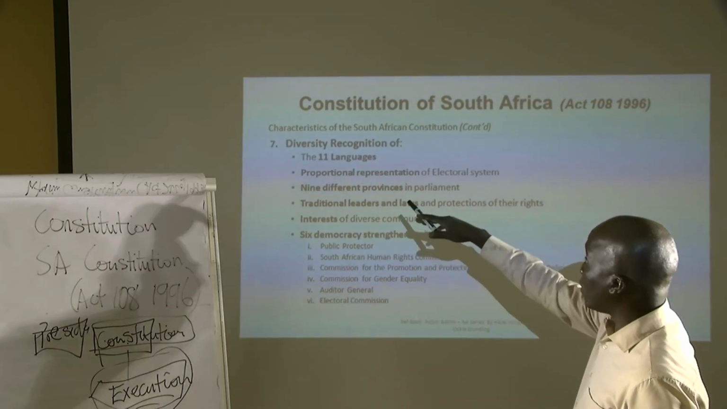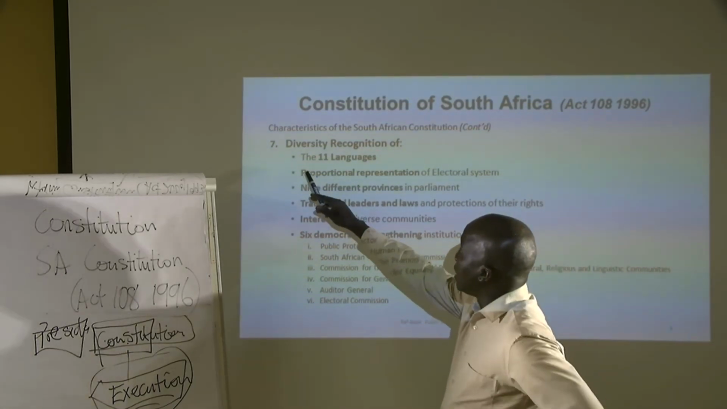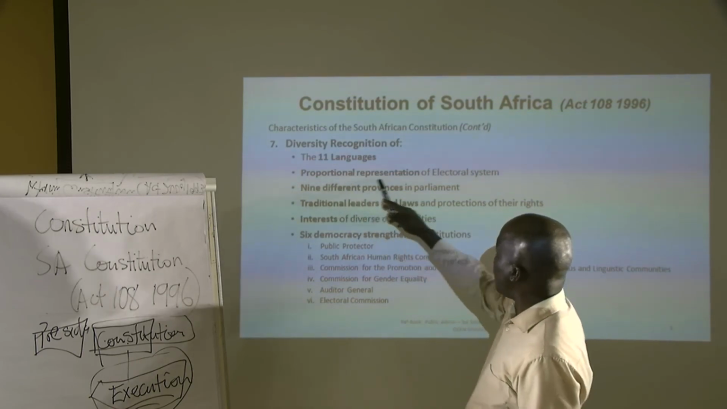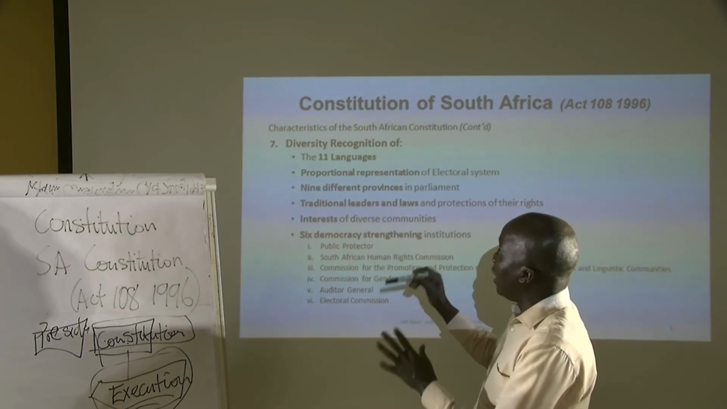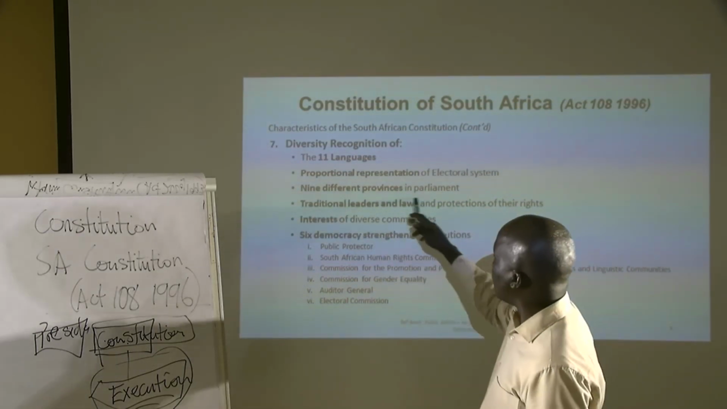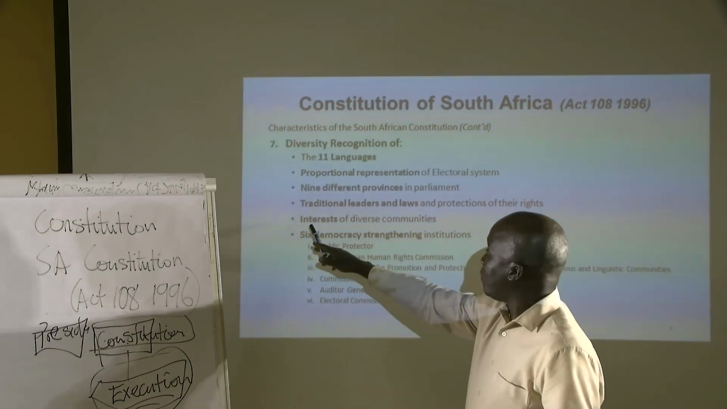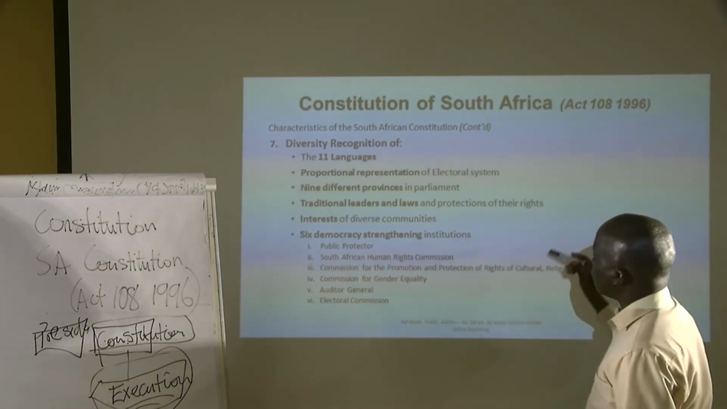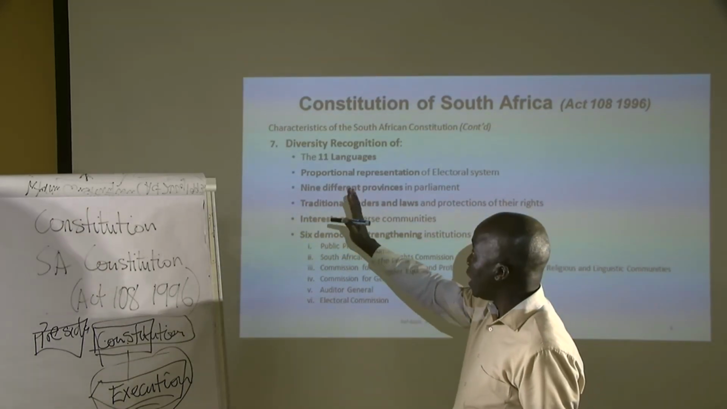We have diversity and recognition as one of the characteristics. Diversity in South African terms, in the constitution, is about the 11 languages, and the proportional representation of the electoral system, meaning that every area is represented according to its population. The 9 different provinces are part of the diversity because you find different people in these areas, and the traditional leaders and laws and protection of the rights of those traditional leaders.